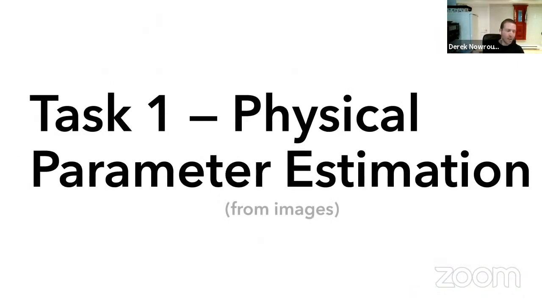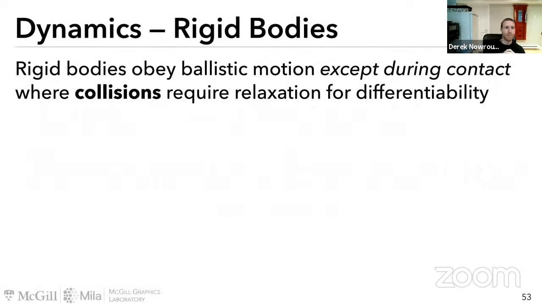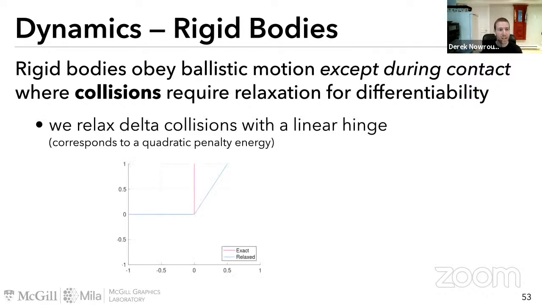Okay. Here are some results. The first task is to estimate parameters in your scene using only images that you've observed. The first type of dynamics that we support are rigid bodies. Rigid bodies obey ballistic motion, except when there are collisions. Collisions are very tricky to handle because they're an instantaneous effect, which means their gradients are ill-defined. So we regularize this problem by relaxing the collision with a linear hinge. And for those of you in physics-based animation, this corresponds to a quadratic penalty energy.